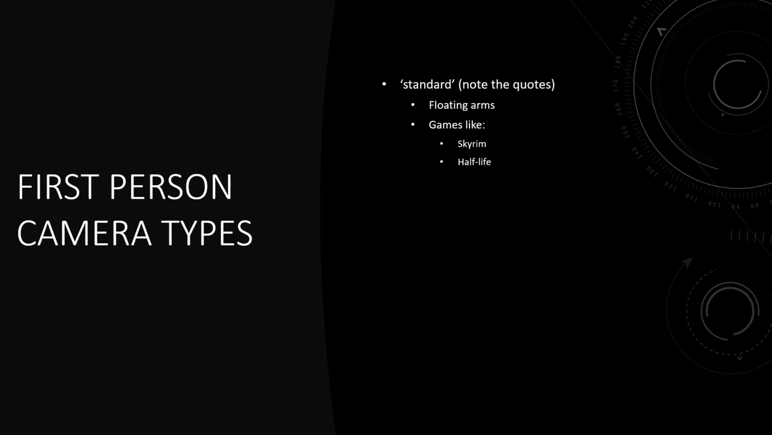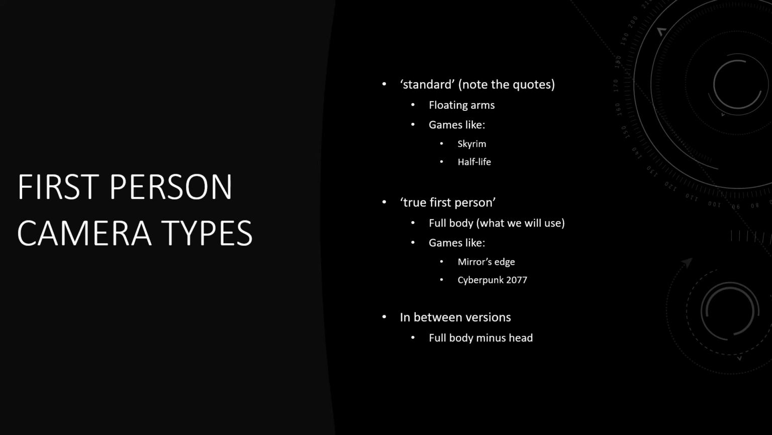And then we have what some people call the true first-person camera. The true first-person camera is the full body. This is what we'll be using in this series, by the way. We see it in games like Mirror's Edge and in Cyberpunk 2077. There is an alternative first-person camera as well that falls between these two, and that is the full body minus the head. You'll sometimes see this available, and the reason for this is due to animation types. We'll talk about that in just a moment.